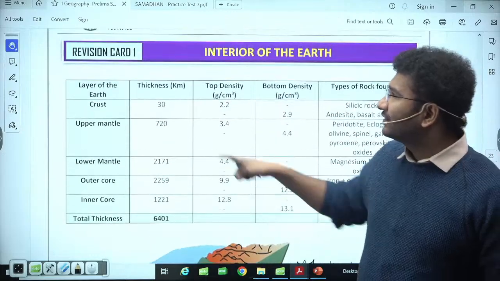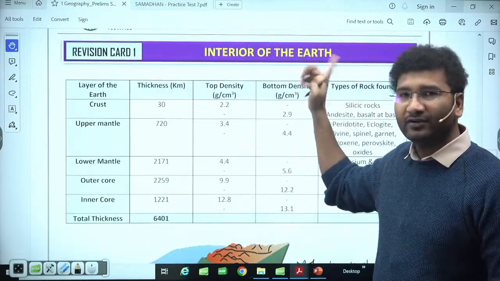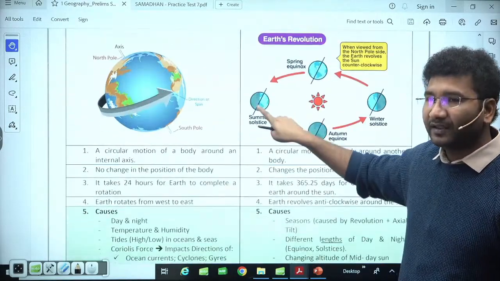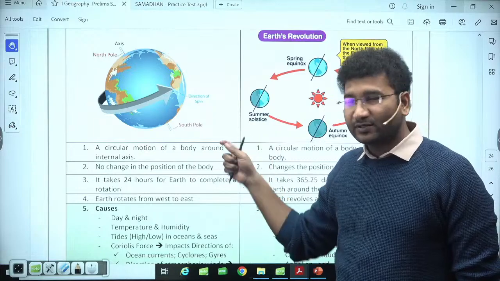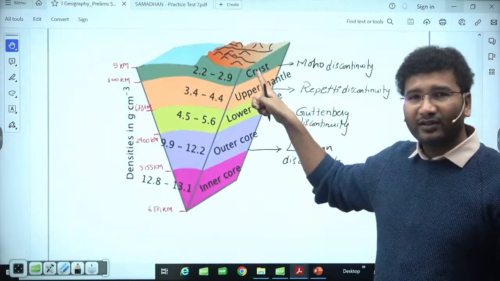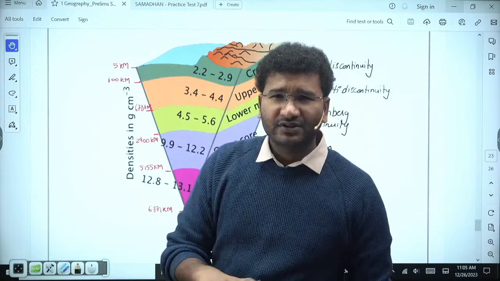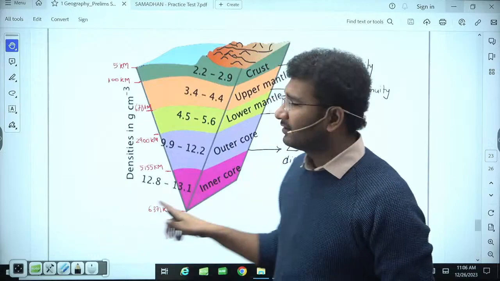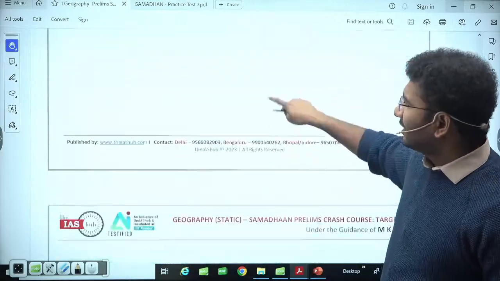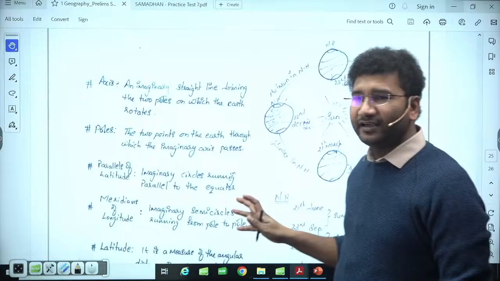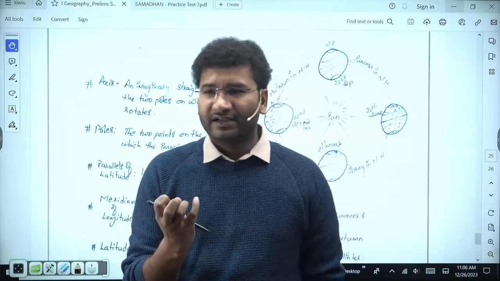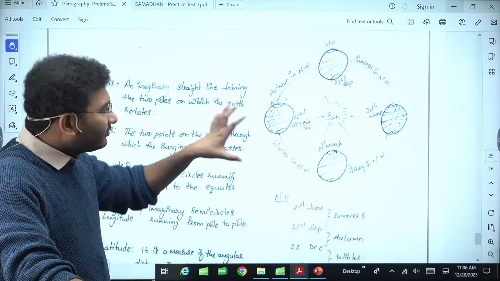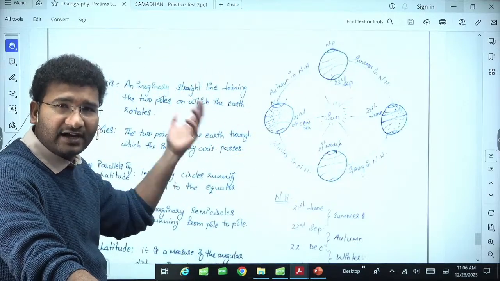So you have 3 revision cards. One revision card on the interior of the earth, and the second revision card is on the rotation and revolution of the earth, because there is one question on this also. There's one question every year on the interior of the earth, be it P waves, S waves, or one way or the other, directly or indirectly questions are asked. Next you'll have another revision card. This is handwritten content, in a quite easy way and crisp manner, all the content put into one page. Now, for you to understand this, you need to have that conceptual clarity.